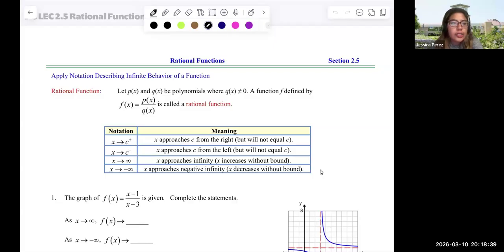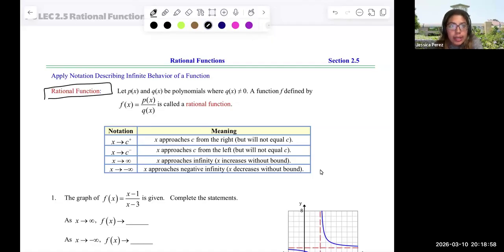In this section, we are going to be talking about rational functions and how they behave. Let's begin by talking about the notation. How do we apply notation describing an infinite behavior for a function? So we are going to start by defining what a rational function is.